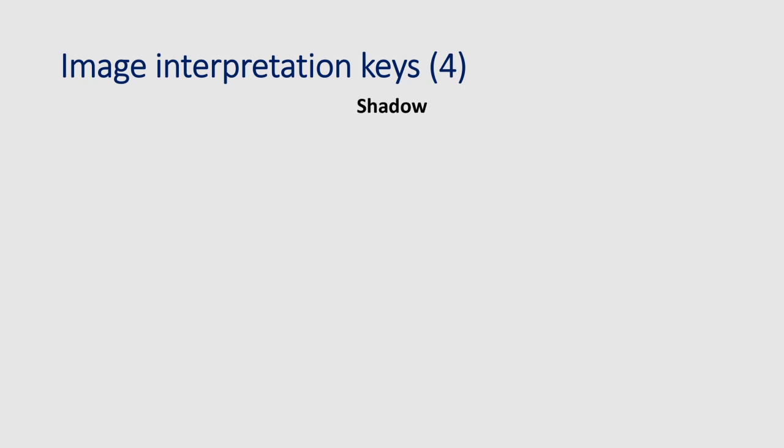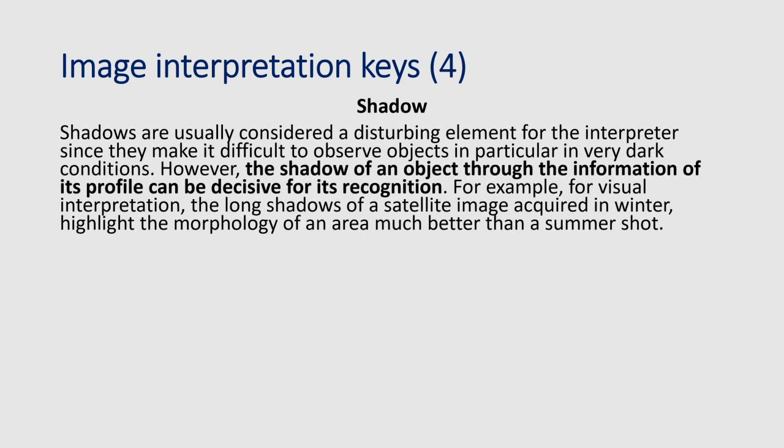Then we have, of course, also the shadow, that is very important, for example, as we mentioned in the labs, for modeling the Rayleigh scattering, the selective scattering, because we are using the dark subtraction model. So shadows are usually considered a disturbing element for the interpreter, since they make it difficult to observe objects, in particular in very dark conditions. However, as we know, the shadow of an object, through the information of its profile, can be decisive for its recognition.